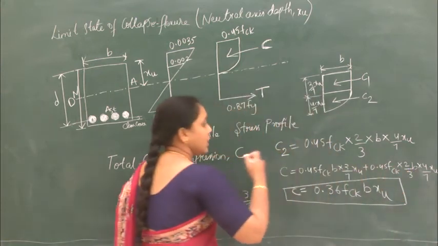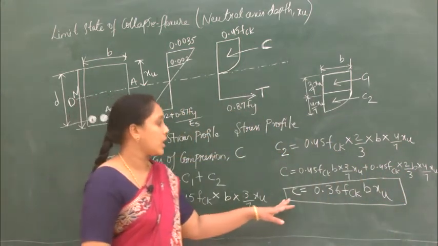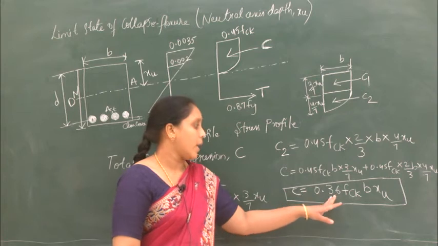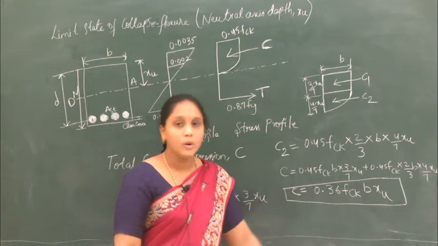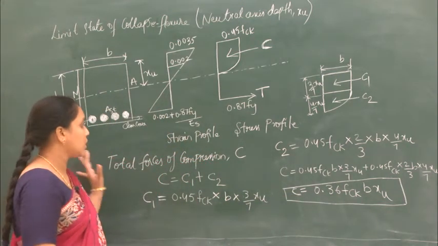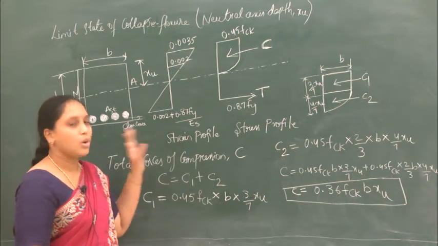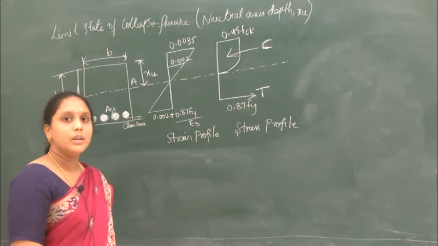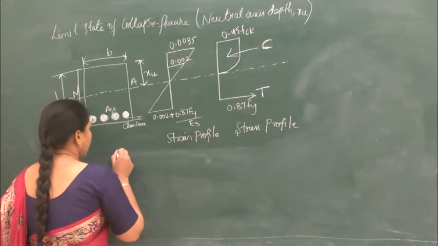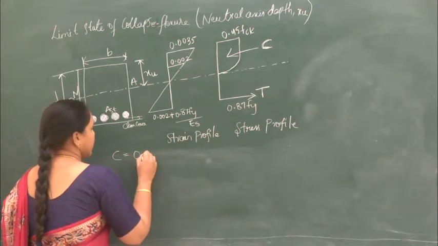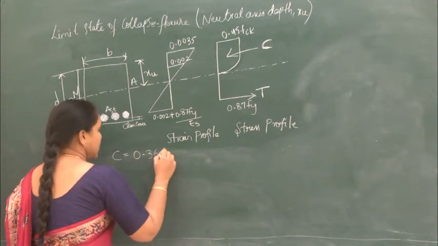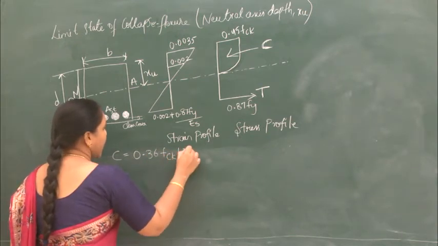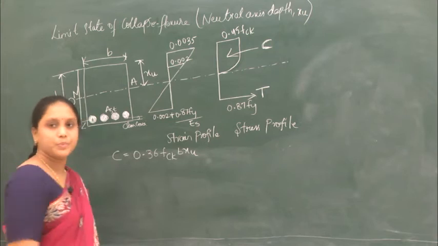So if you solve this, we are going to get the total compressive force as 0.36 fck B into xu. So these are the total compressive forces, or the total force of compression C. Now we have got the total compressive force C as how much? 0.36 fck B into xu.